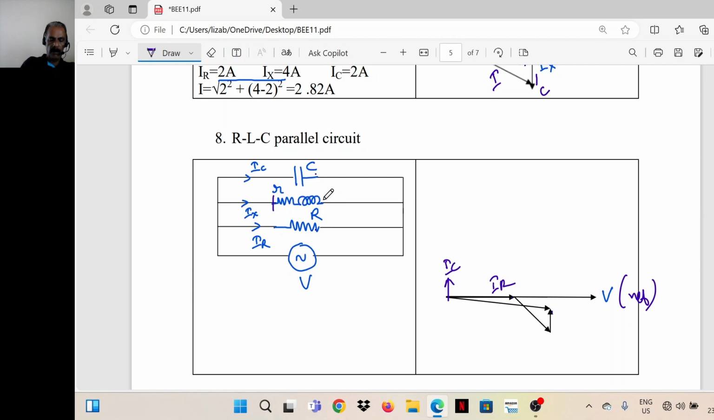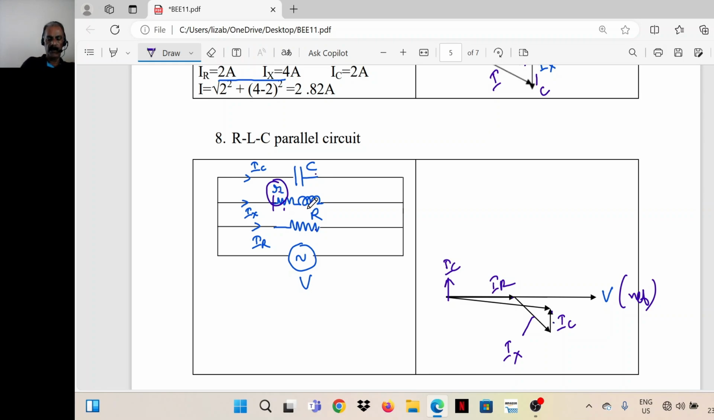In the coil, the current will be lagging, but not by 90 degrees, because there is a resistance here. So the current will lag. IX, the current through the coil, is taken as IX here. IX will be lagging behind the voltage by an angle which is less than 90 degrees because of the presence of this resistor. So this is IX, this is IC, IR. IX is lagging behind the voltage by a certain angle, not 90 degrees, because there is a resistor here.